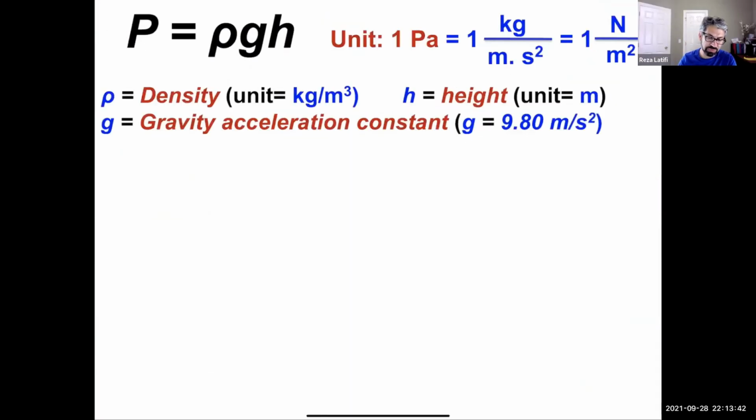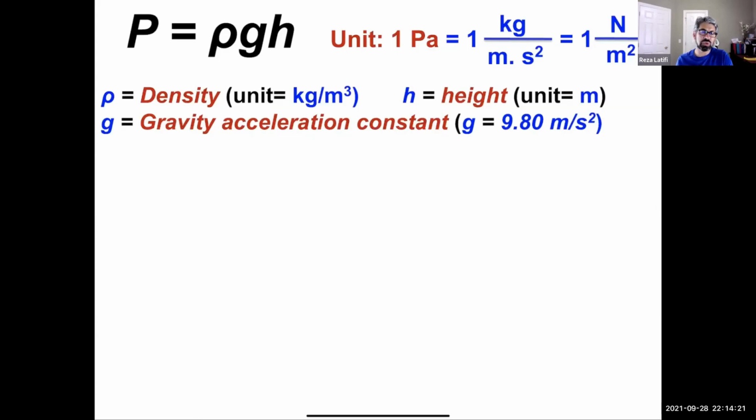Pressure of liquid. When you dive in a pool, you feel pressure in your ear, and you cannot stay a long time underneath the water. The reason is that you feel pressure all the time, and that pressure can give you some headache. After staying a long time underneath the water, you feel that pain, and you feel like you need to come up to get rid of that force.